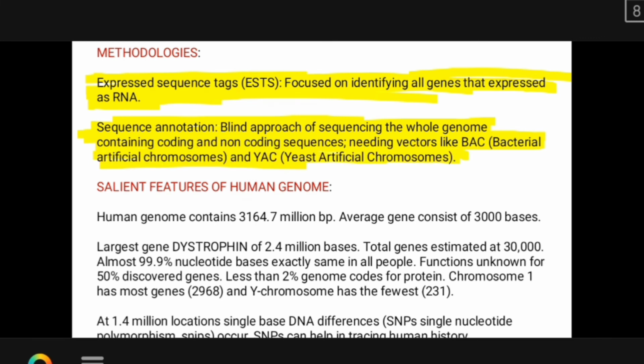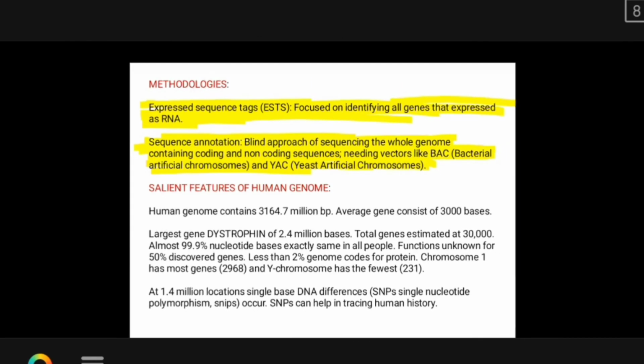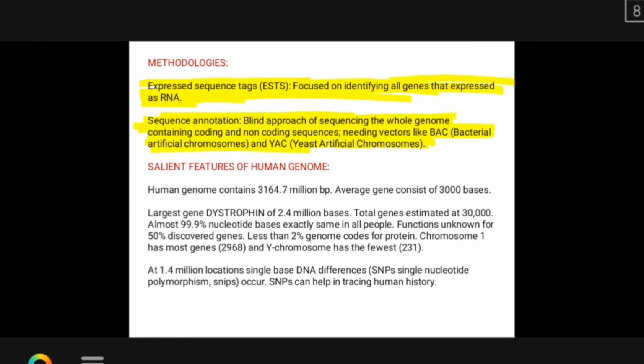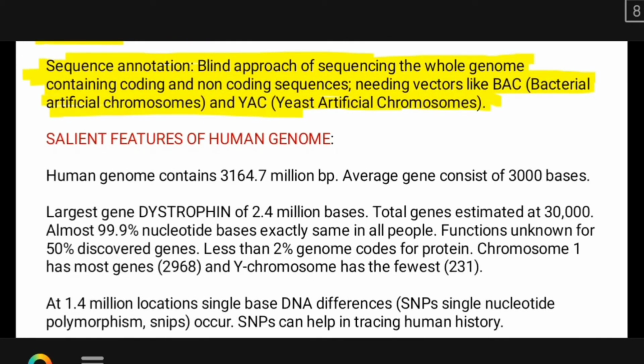Okay, and the salient features of the Human Genome Project are: human genome contains 3164.7 million base pairs, that is around 3.1647 billion base pairs. Every gene consists of around 3000 bases. The largest gene is dystrophin, which has around 2.4 million bases. The total genes are estimated at around 30,000. Almost 99.9% of the genome is the same in all people, and functions are unknown for over 50% of the genes discovered.